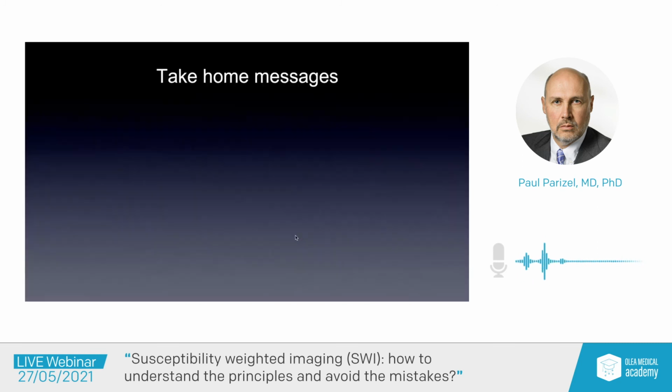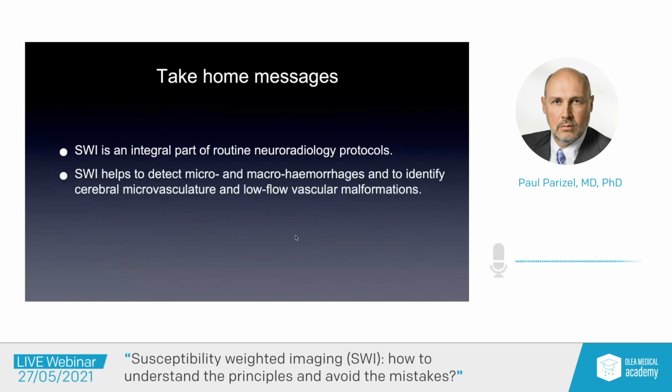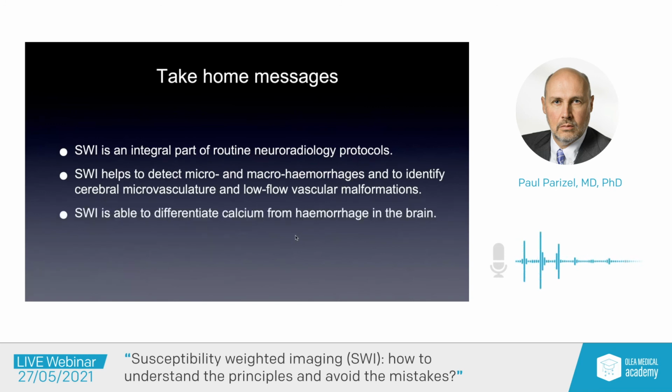What should you remember? What are the take-home messages? Well, one, I think that all of you should consider this an integral part of routine neuroradiology protocols. We use it whenever there's any suspicion of intracranial hemorrhage or vascular malformation or collaterals or calcium deposition or trauma or whatever. It helps to detect micro and macro hemorrhages and to identify cerebral microvasculature and low-flow vascular malformations. It's able to differentiate calcium from hemorrhage in the brain, and that's an important asset if you remember how the phase information works.